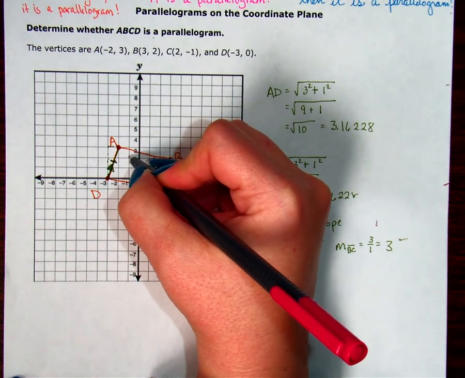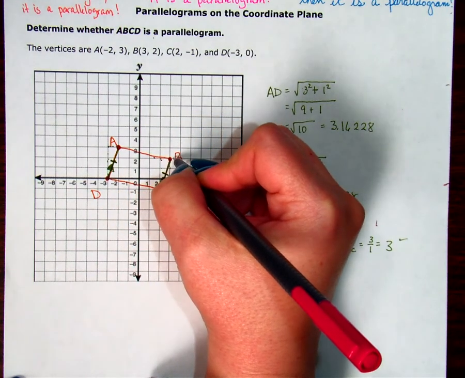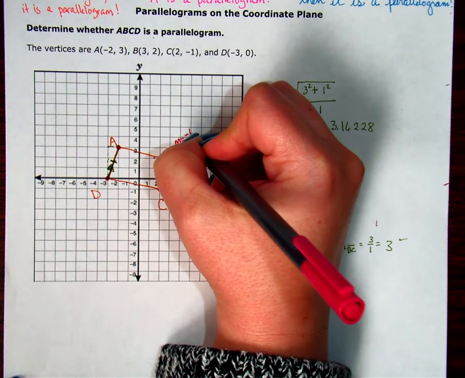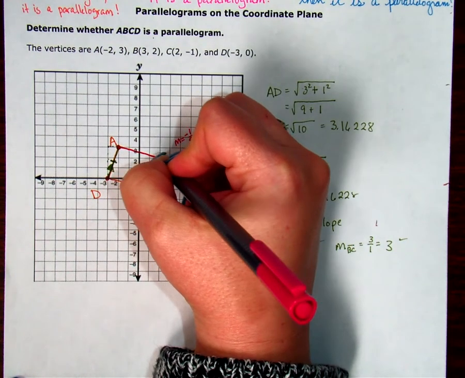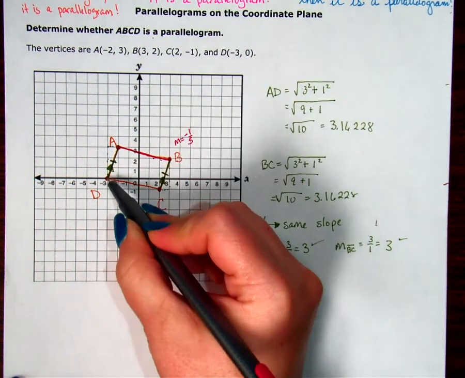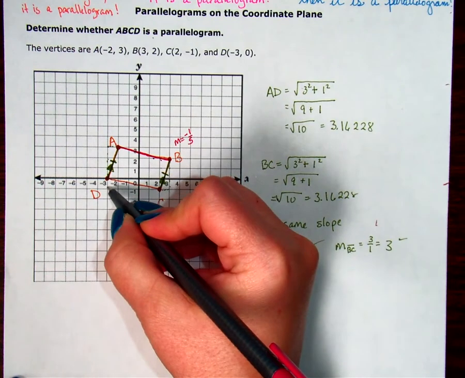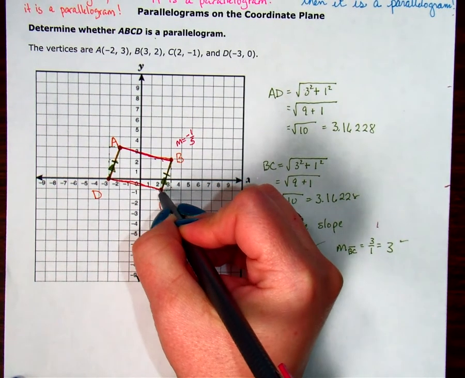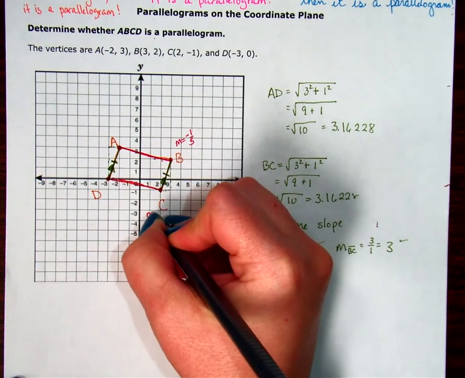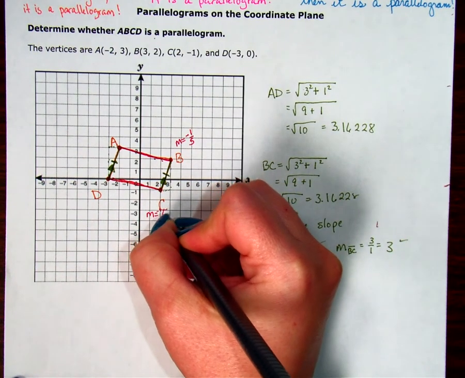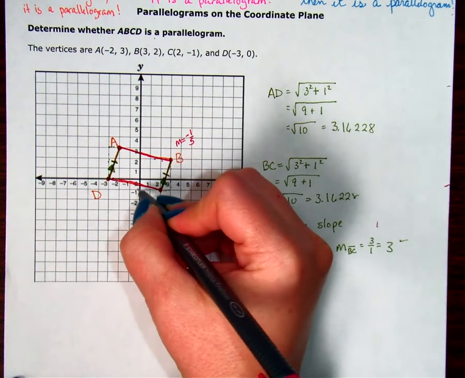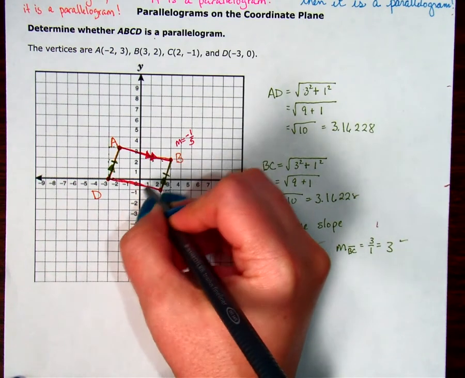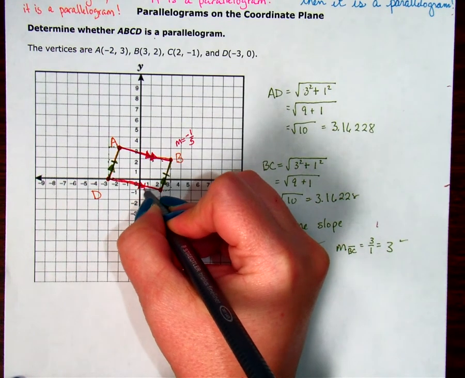I have to go down 1 and over 1, 2, 3, 4, 5. So that's a slope of -1/5 for A to B. Let's check out D to C. I have to go down 1 over 1, 2, 3, 4, 5. So that's also a negative slope of -1/5. Okay, so I can tell just by counting my slope, my rise over my run, that these are the same.